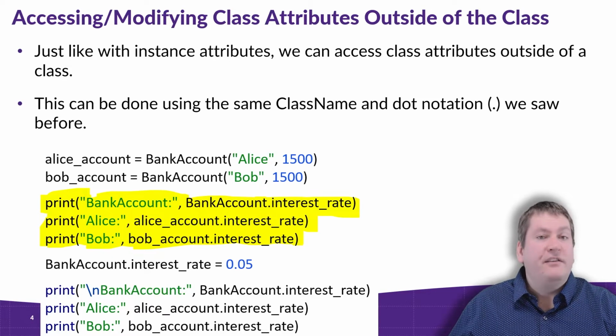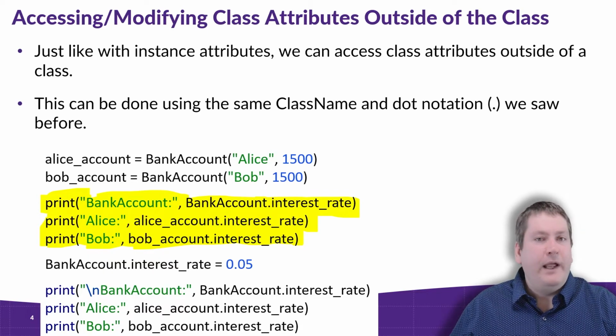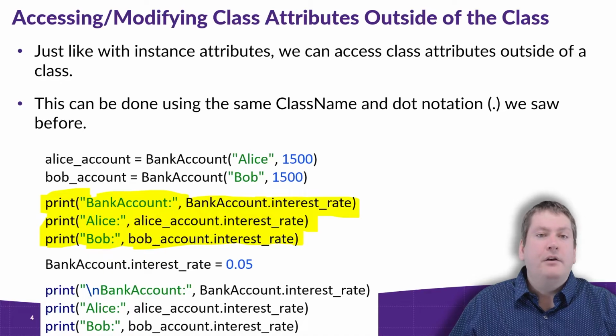So that's going to print out its value that was already defined in the class to be 0.02. The next two lines are accessing it in a different way. They're going through the object. So we have the object name, either Alice account or Bob account, the dot, and then interest rate. Now this works a little bit differently.